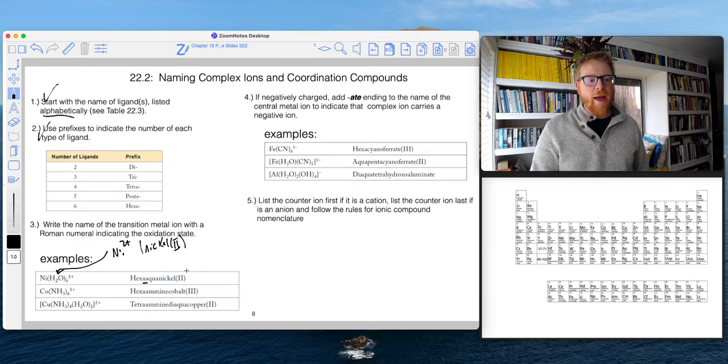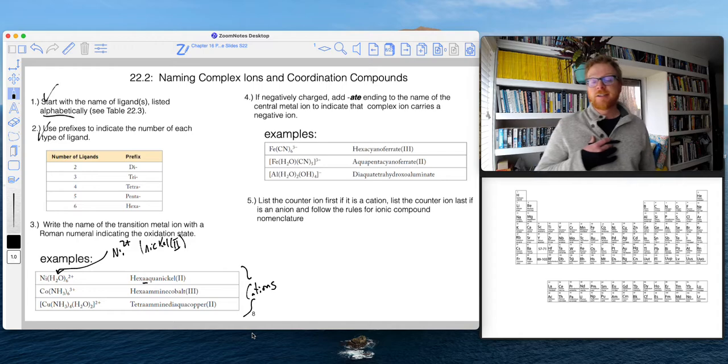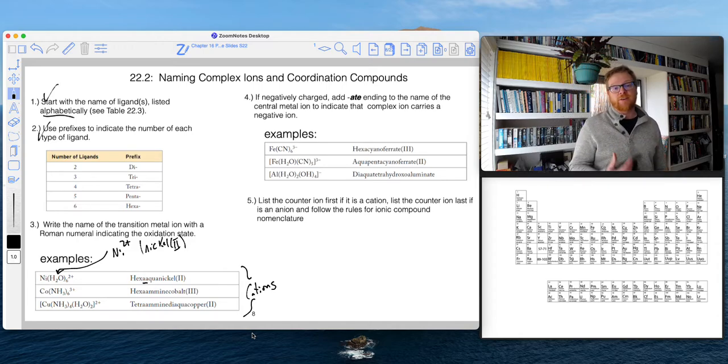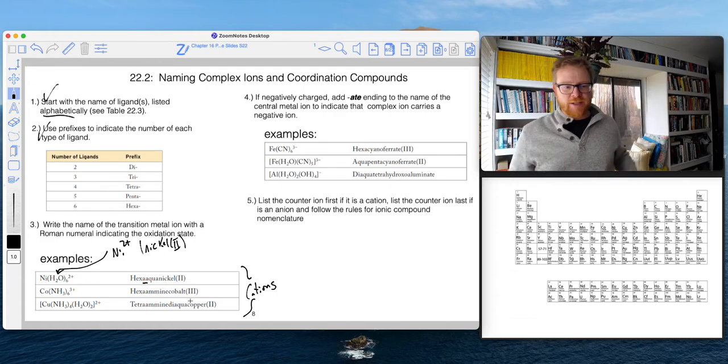Okay. So what happens if our complex ion is negatively charged? You notice all of these complex ions are cations. And remember, I said earlier, we can have complex ions that are positively charged, so they're cations, or complex ions that are negatively charged, as anions. With cations, we don't change the name at all. We just smash all these names together. We start with the ligand with the numerical prefix. We list the ligands in alphabetical order if there's more than one ligand, and then we indicate the name of the transition metal with the Roman numerals indicating its charge.